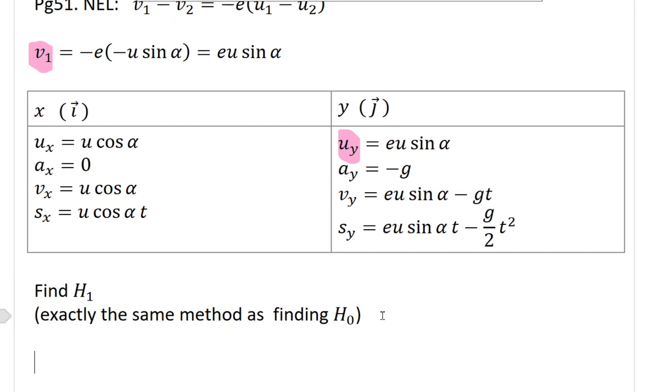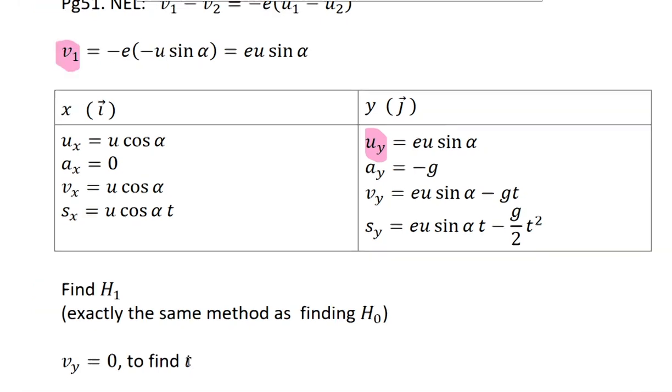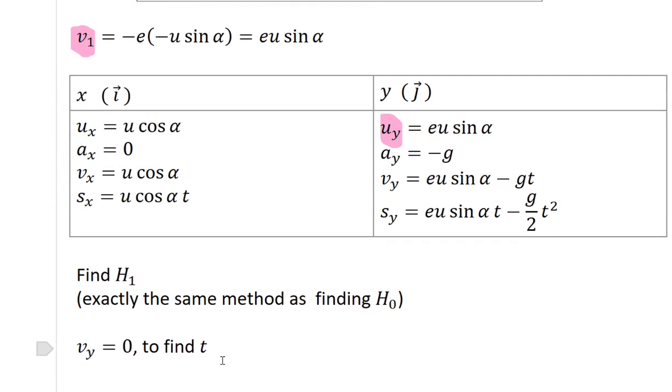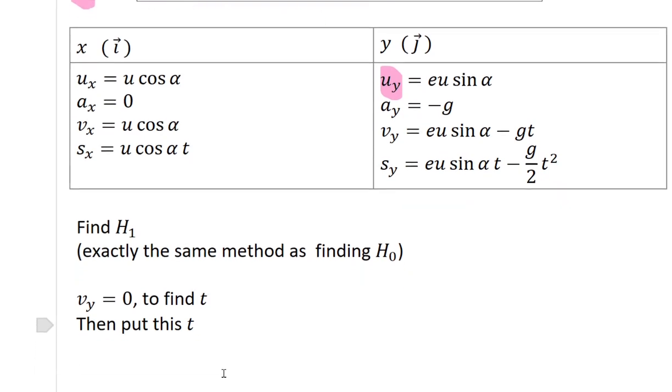So, right. So what we do is we put Vy equals 0, just to refresh, Vy equals 0 to get t, to find t, and then we put this t into Sy for H1. So let's try that.